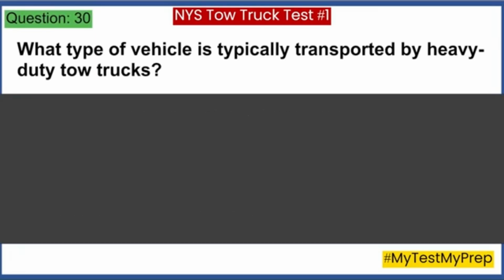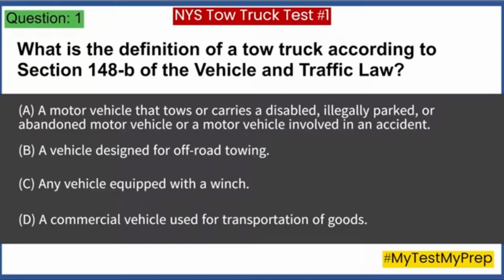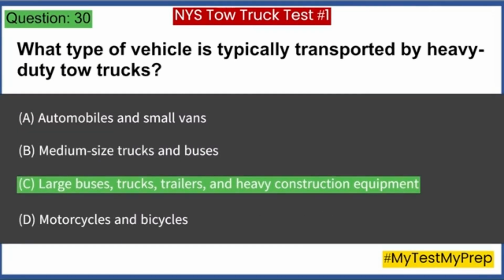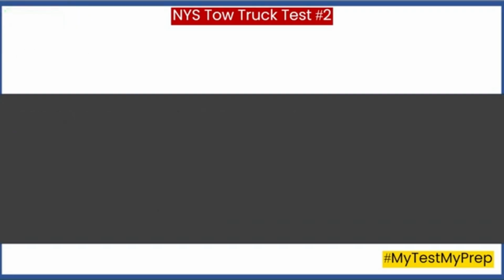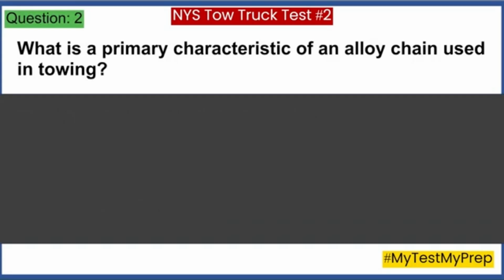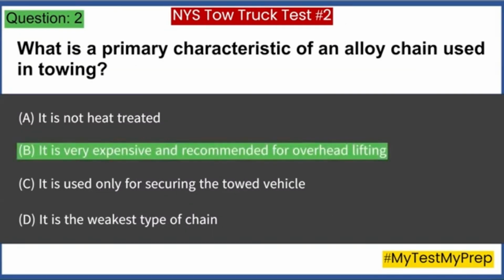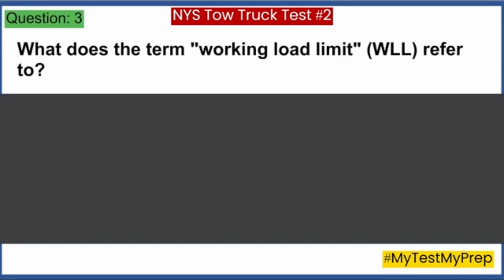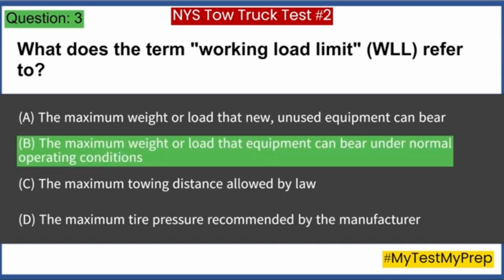What type of vehicle is typically transported by heavy-duty tow trucks? Answer: Large buses, trucks, trailers, and heavy construction equipment. What is a primary characteristic of an alloy chain used in towing? Answer: It is very expensive and recommended for overhead lifting. What does the term working load limit, WLL, refer to? The maximum weight or load that equipment can bear under normal operating conditions.